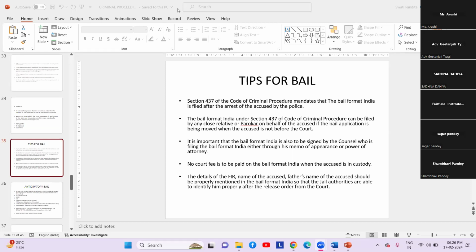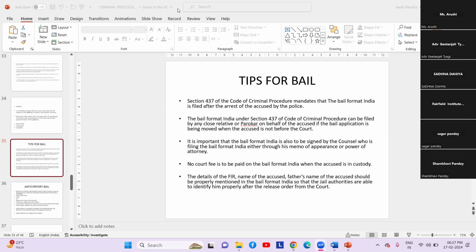The bail format under section 437 can be filed by any close relative also, whom we call a pairokar. If the accused is inside jail and that person cannot come and sign that document, that doesn't mean that bail will not be granted. A close relative, being a pairokar, can sign it. A memo of appearance is filed on behalf of the counsel, and you can move with the bail. No court fees is to be paid if the person is in custody.